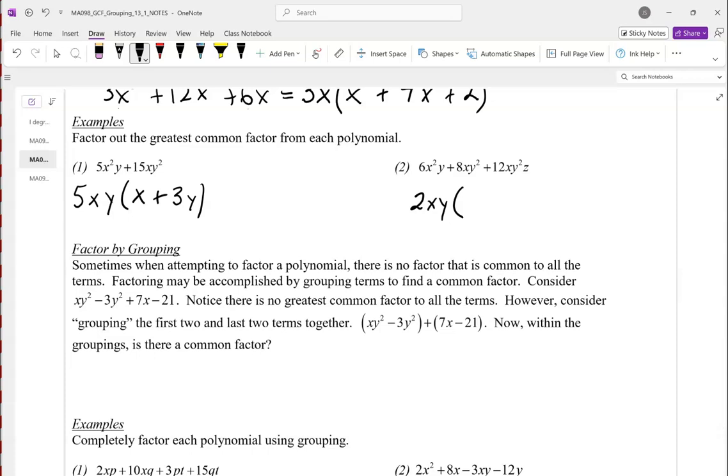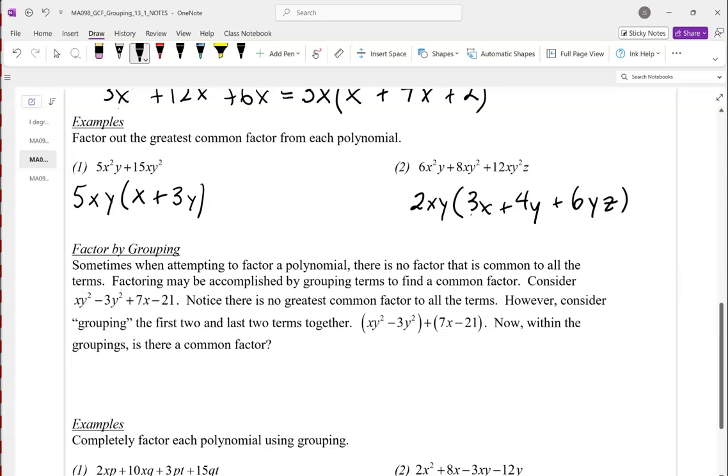What are you left with for your first term? 3x, good, because I pulled out a 2, it leaves a 3 for the 6, right? Pull out 1x and 1y, the y is gone. How about for the next one? 4y, good, and the last one, 6yz is left over, right?